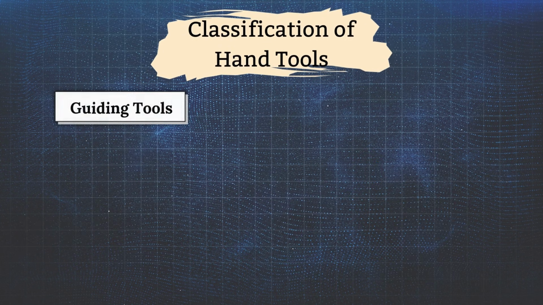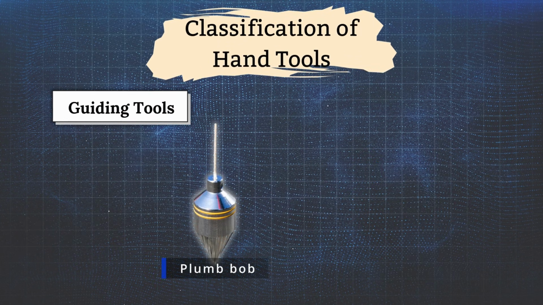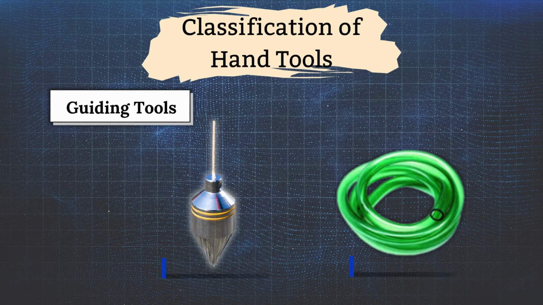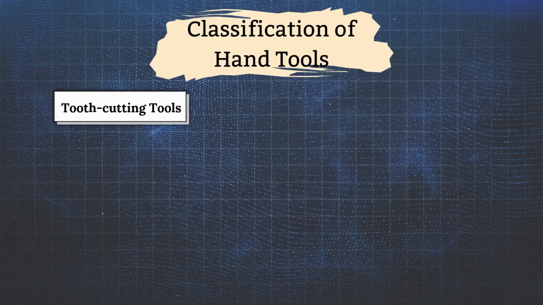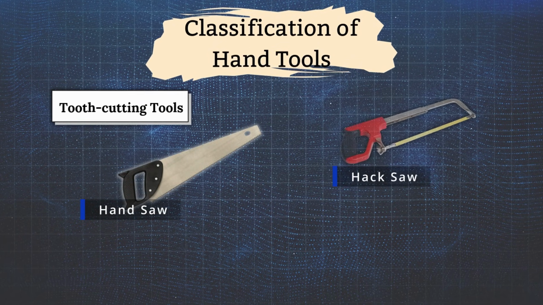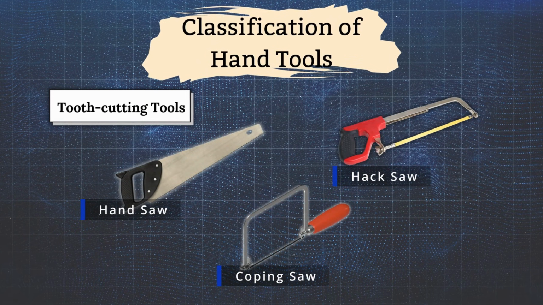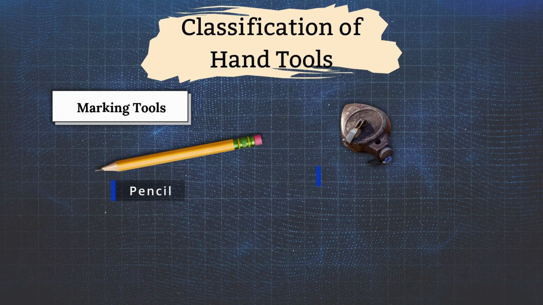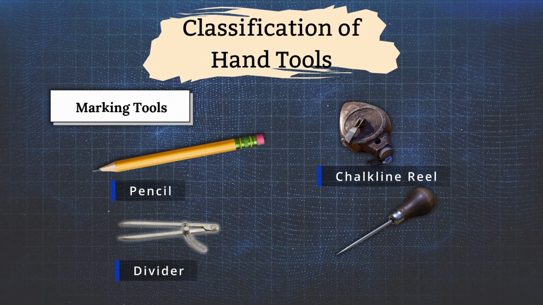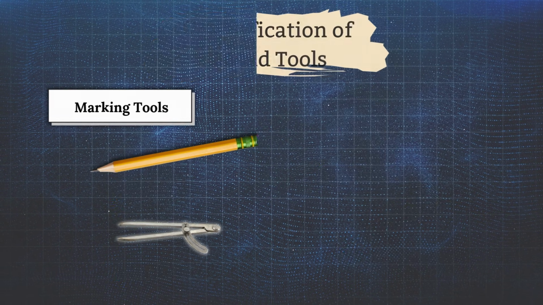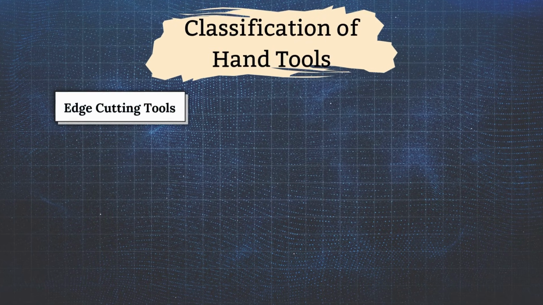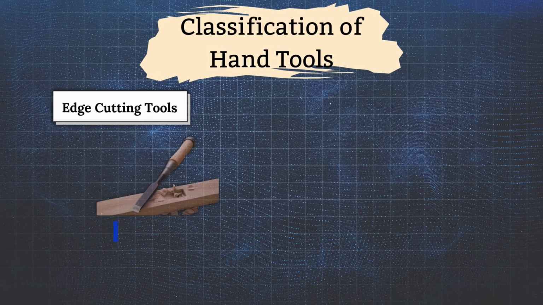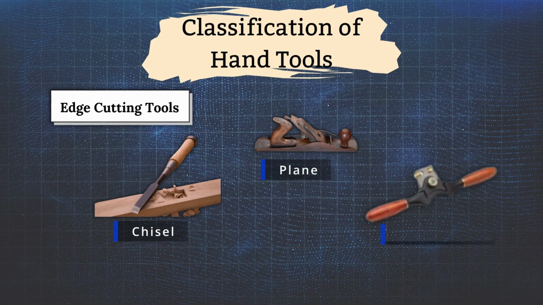Number 4, guiding tools. Examples are plumb bob and level hose. Number 5, tooth cutting tools. Examples are handsaw, hacksaw, and coping saw. Number 6, marking tools. Examples are pencil, chalk line reel, divider, and scratch awl. Number 7, edge cutting tools. Examples are chisel, plane, and spokeshave.